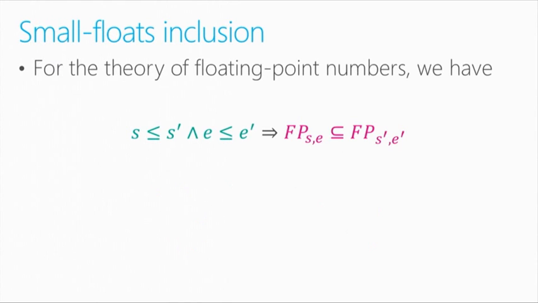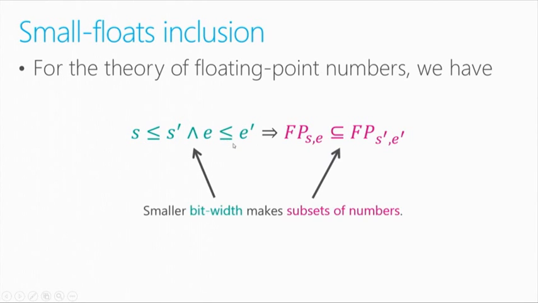Okay, and here's an observation about floating point numbers. The observation is that small floating point numbers are always contained in big floating point numbers. So if we have some number of significant bits and some number of exponent bits, and then we move to a different floating point format which has more mantissa bits, more significant bits, and more exponent bits, then the set of real numbers that can be represented by those floating point numbers is always larger.